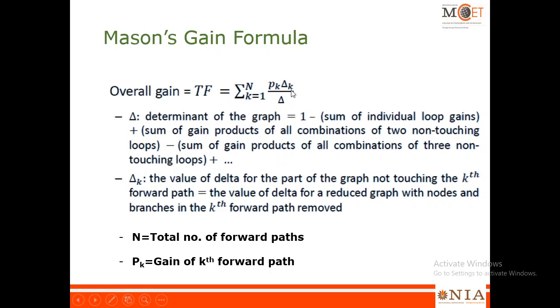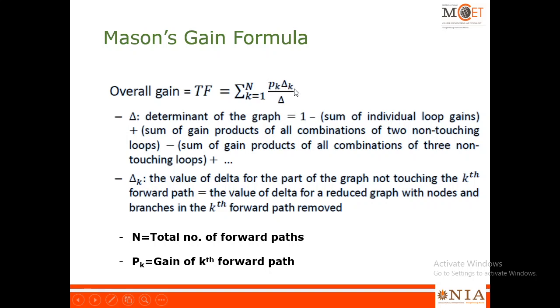And delta k is very simple. It is the same as delta, but it has to be applied to the part that matters. You have to apply delta to that part of the graph which does not touch the kth forward path. I repeat, the delta formula has to be applied to a particular reduced graph which does not touch the kth forward path. If we are going to calculate delta 1, then you have to draw separately a signal flow graph which does not touch the first forward path, and then apply the delta formula to it. That will be the delta k.